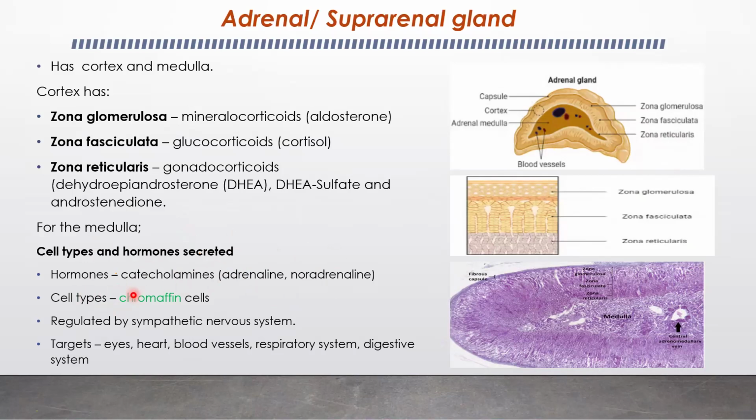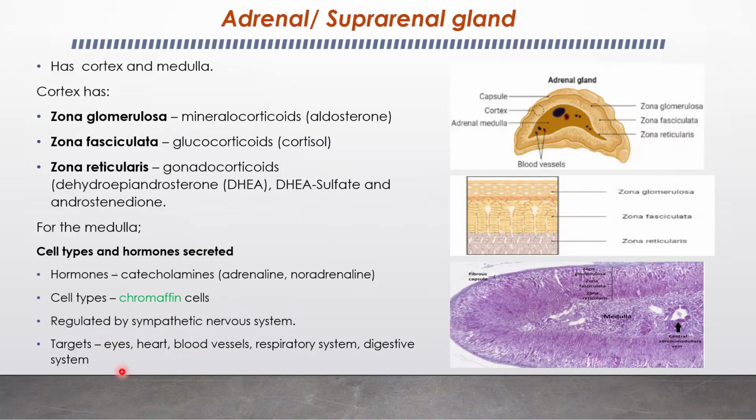And then you have cell types being chromaffin cells, which are modified postganglionic cells that come from neural crest cells. Given that the adrenal medulla has chromaffin cells which are modified postganglionic cells of the sympathetic system, they'll be regulated by the sympathetic nervous system, which targets most organs, most viscera. So eyes, heart, blood vessels, respiratory system, digestive system. Remember, this sympathetic system is in charge of fight or flight mode.